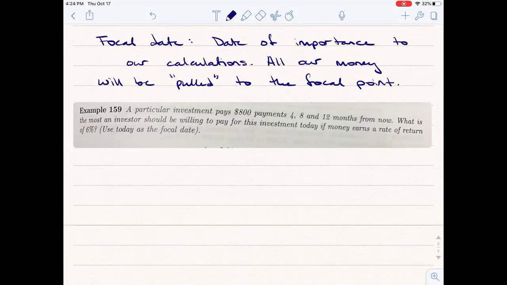Because we want to know what's the value of $800 in 4, 8, and 12 months from now, right? What's that worth today? And so you wouldn't pay more than what it's all worth today for that investment. That just wouldn't make sense.